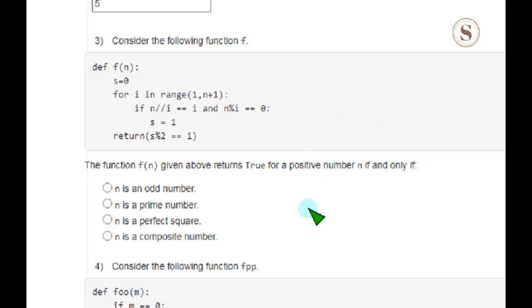So here it is given that n double slash i. Whenever the code is like this, it means we are getting a number that is a perfect square. So you can see this option, n is a perfect square. So mark it as the correct answer.